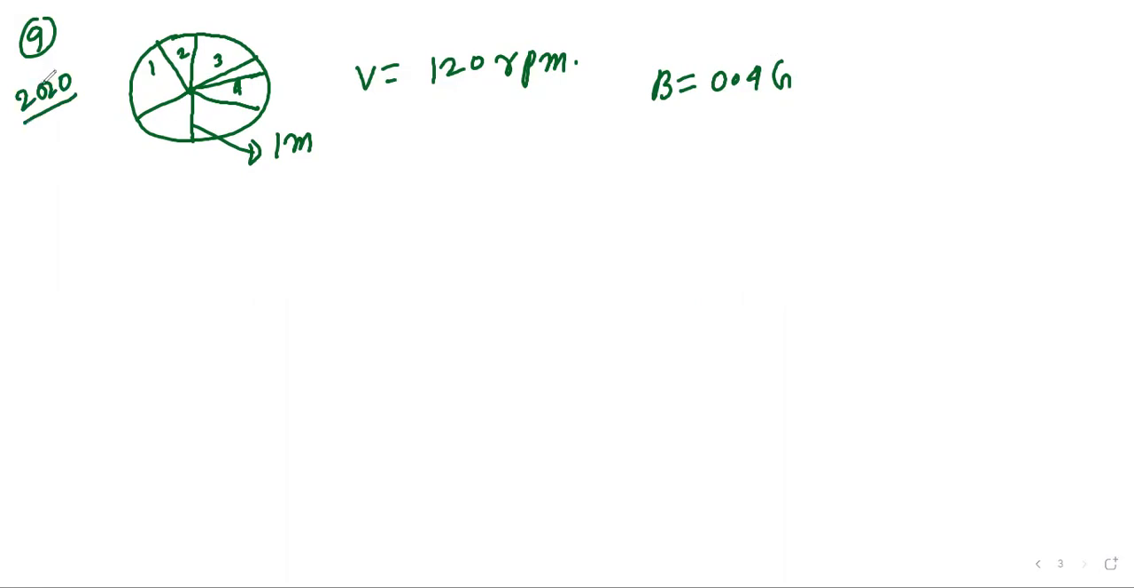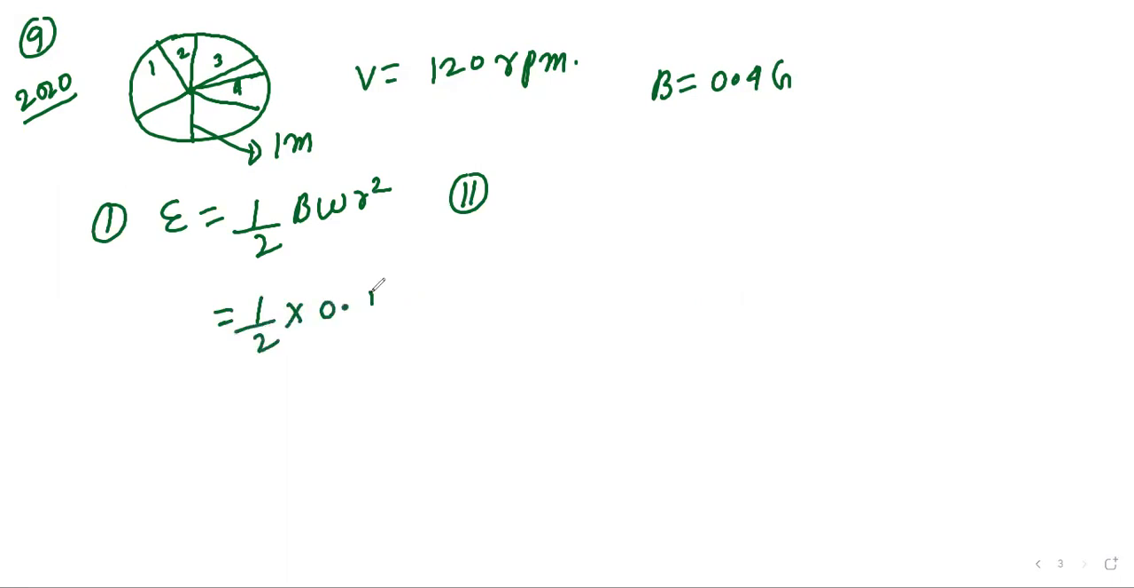Ninth question. The induced EMF between the axle and rim of the wheel is given as E equals 1 upon 2 B omega R square. You can just calculate this value also. So it is 1 upon 2, the B value we know, that is 0.4 G, and omega we know, that is 120 RPM is given.